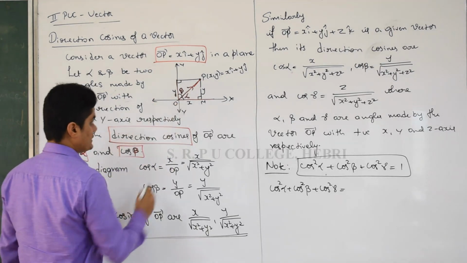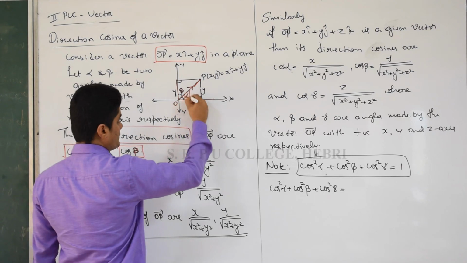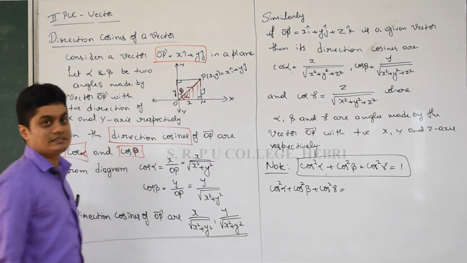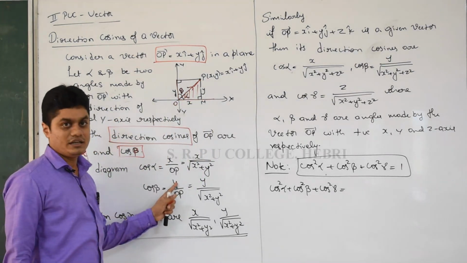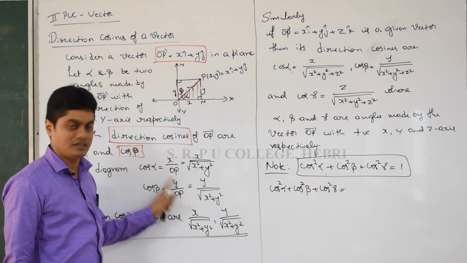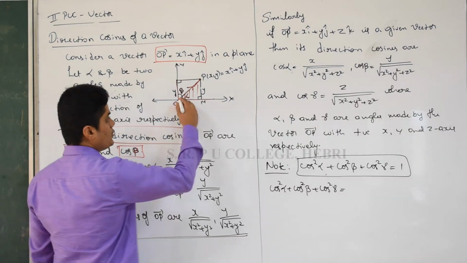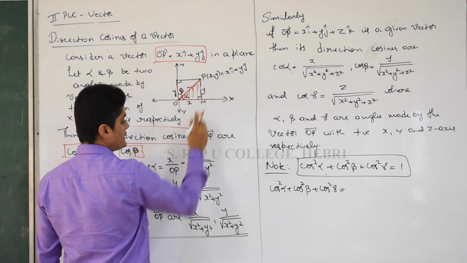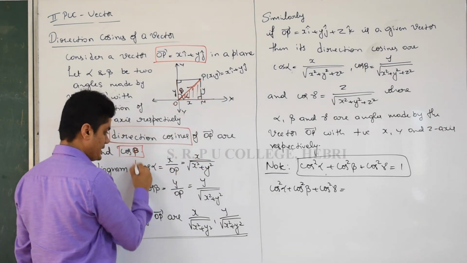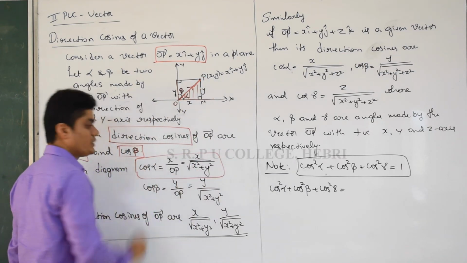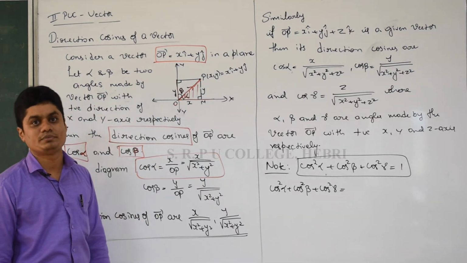So from this triangle, refer to this right angle triangle. What is the definition of cos theta? Adjacent by hypotenuse, or x by r. You remember, right? So x by OP. What is OP? The hypotenuse. How is the hypotenuse found? Root of x square plus y square. So cos alpha is equal to x by root of x square plus y square.